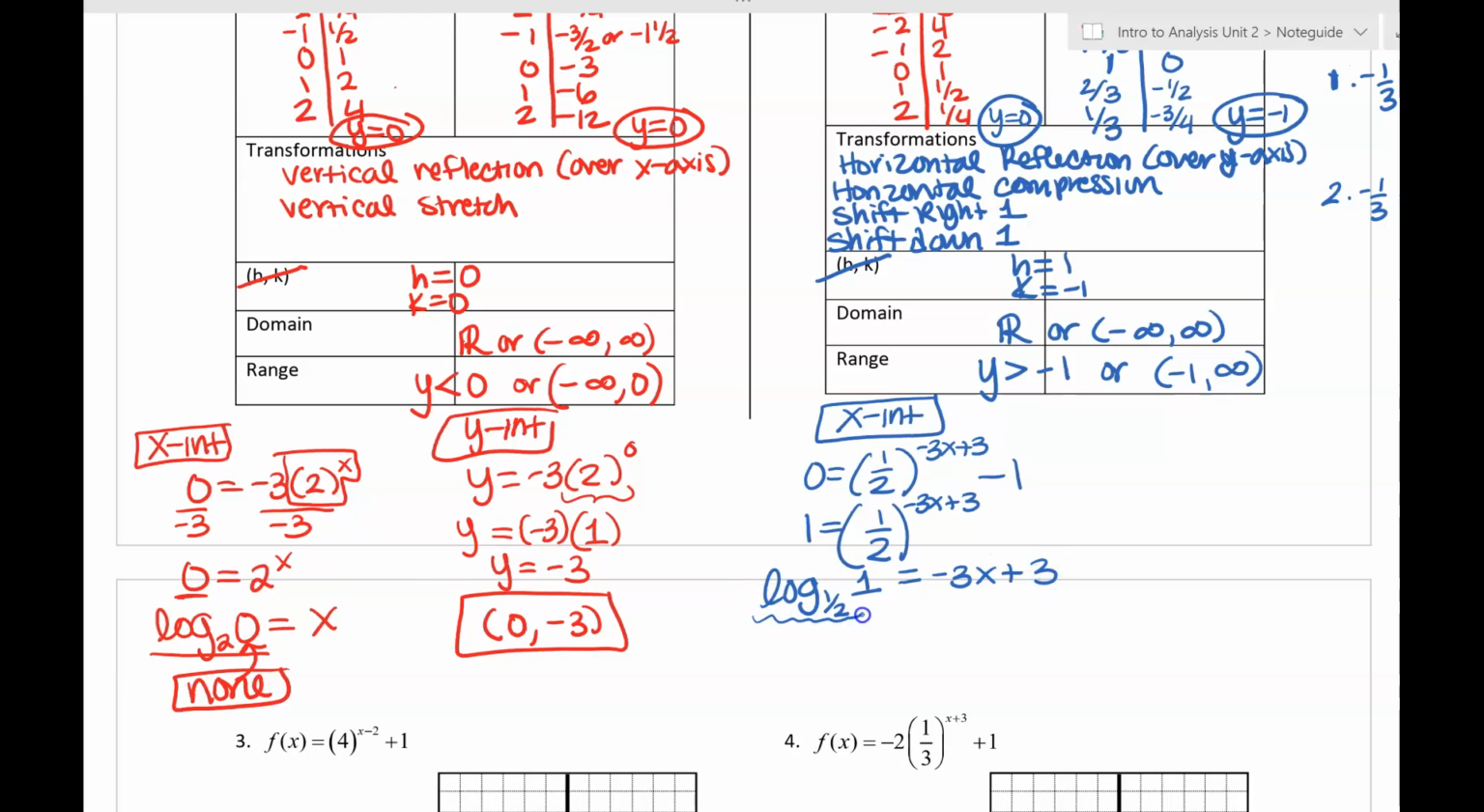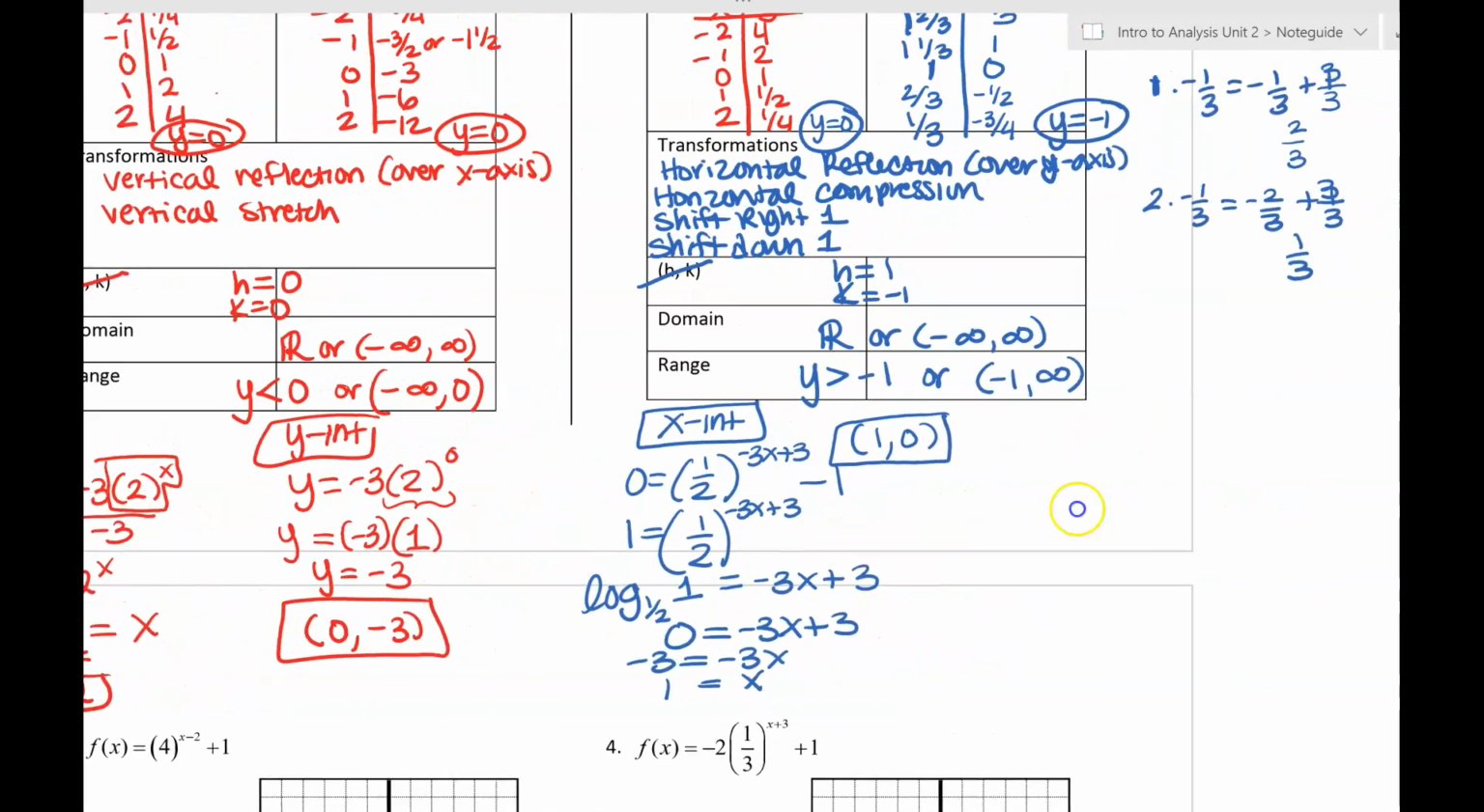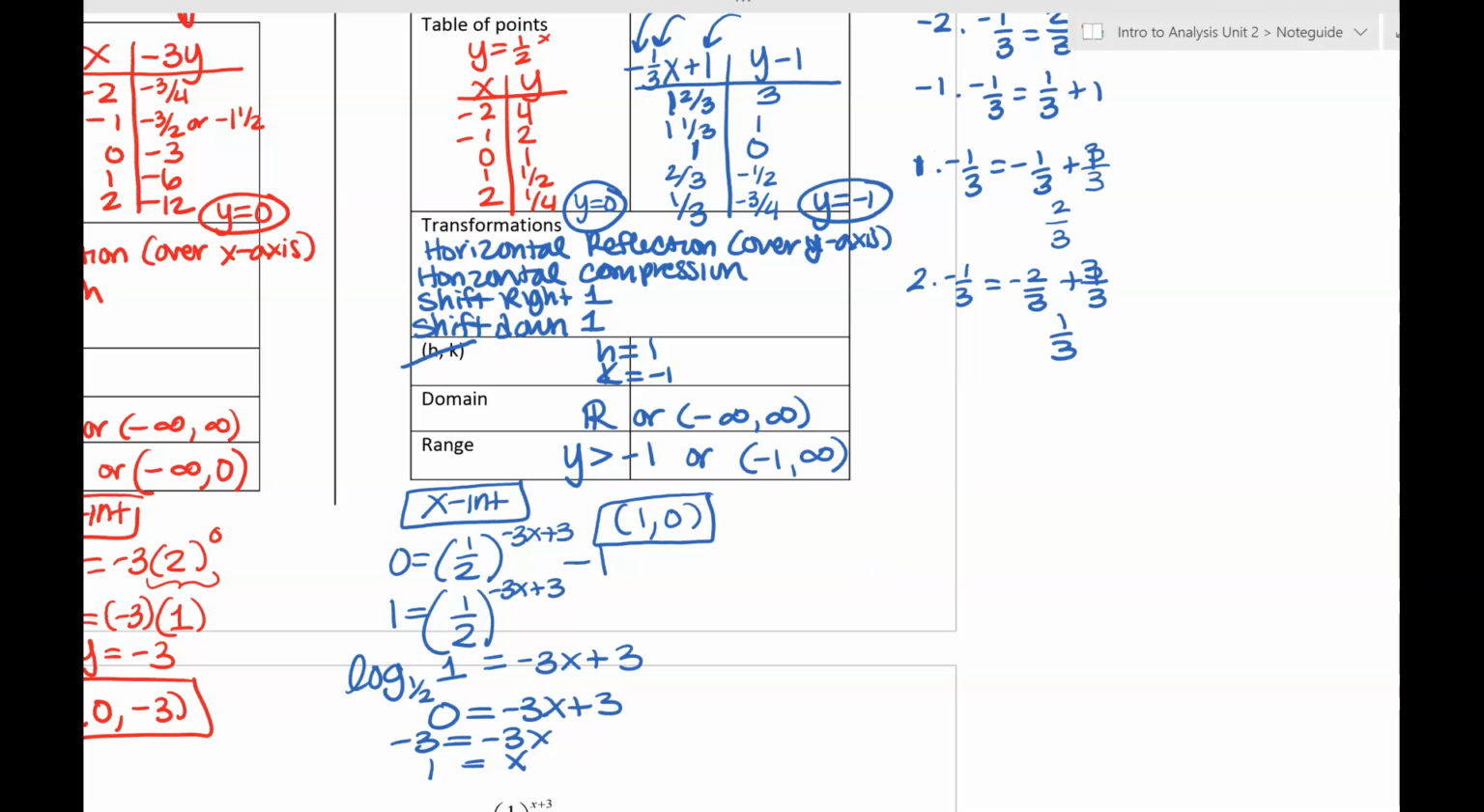And we can put this in a calculator or calculate it. The log of 1 is 0, because remember, it's asking what power do you put 1/2 to get 1? And 0 is the exponent that makes things equal to 1. So that's 0. And then I would subtract 3 and divide by negative 3 to get 1. So my x-intercept is the point (1, 0). And again, you could see that in your chart, but some cases they won't be nice, neat values like that, so you need to know how to solve algebraically as well. For our y-intercept, we're going to plug 0 in for x.